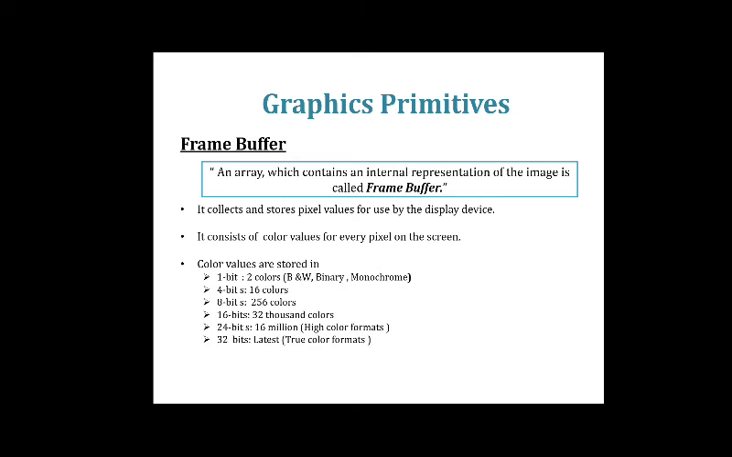So this array, which contains the internal representation of that image, is called a frame buffer. It collects and stores the pixel values for use by the display device. It consists of the color values for every pixel on the screen, meaning everything about that particular pixel: its color, its address, its name, its intensity value, all are stored in the frame buffer. So how are the color values stored, meaning how many bits are required?